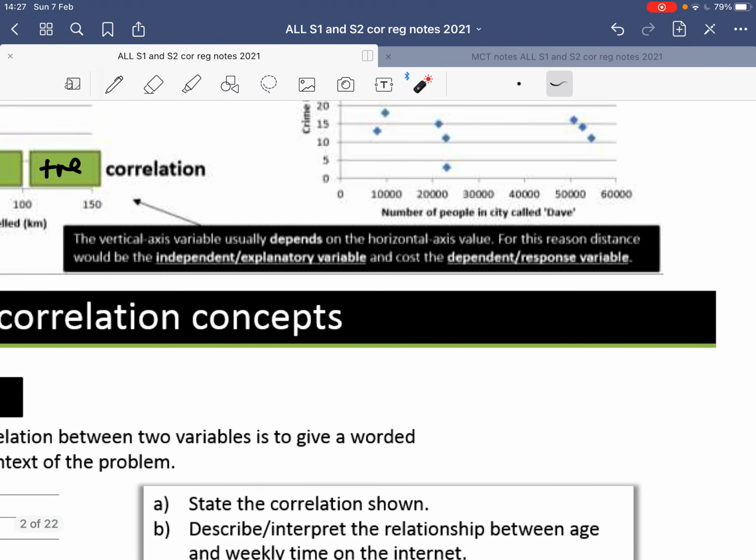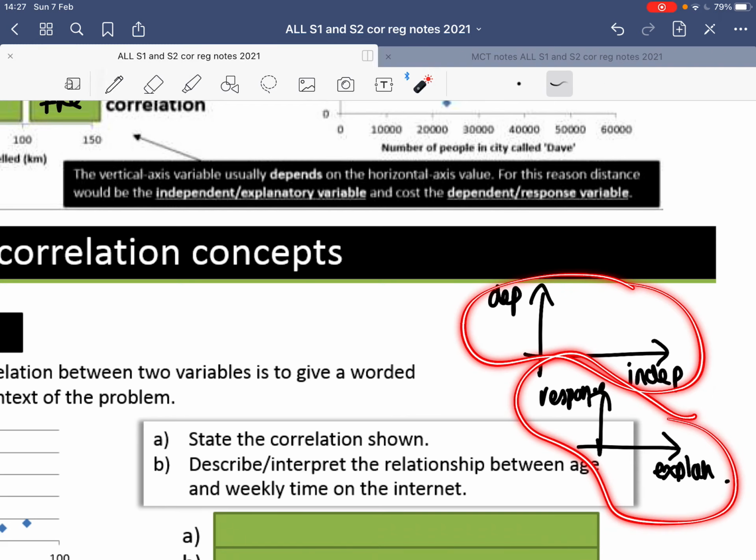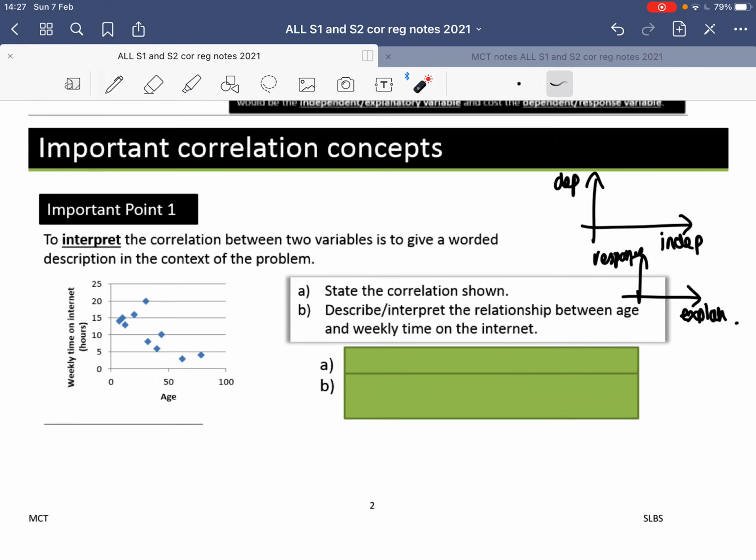So the words that we need to remember here are independent or explanatory variables versus dependent or response variables, okay? So use those words as pairs. So this is the independent variable and this is the dependent variable, or it could be described as this one being the explanatory variable and this one being the response variable, okay? So either pair of descriptions, don't mix them up.